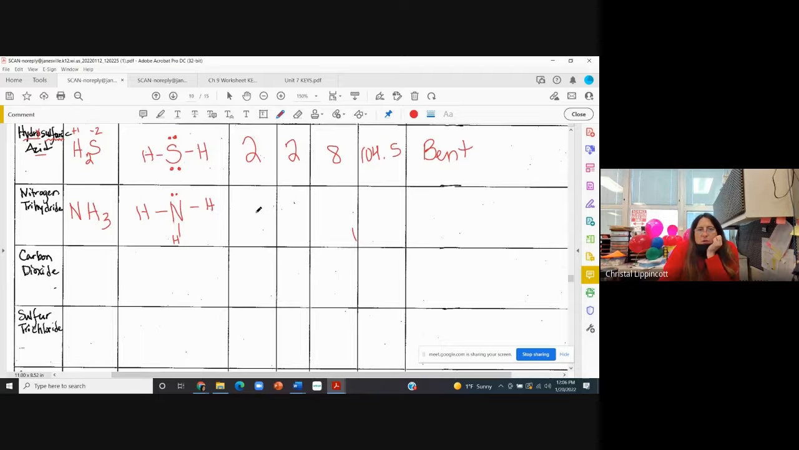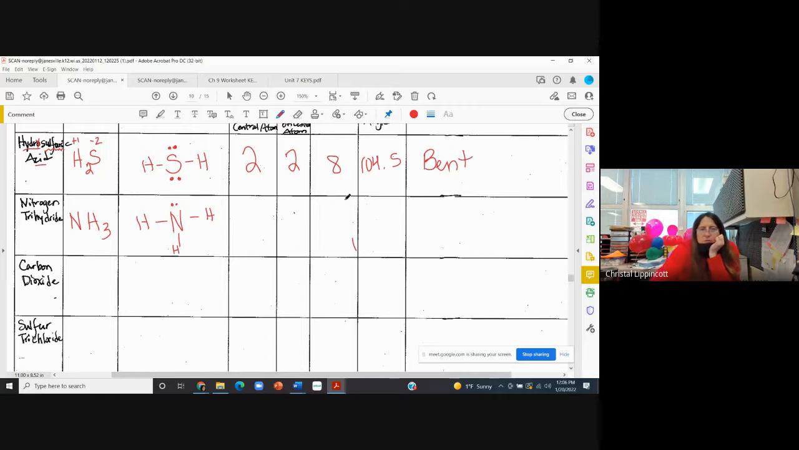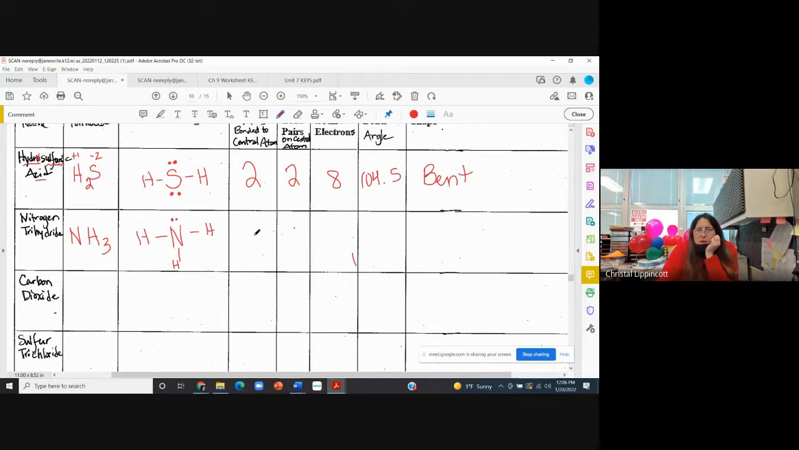On this guy, you have 3 atoms. 3 atoms here. You have 1 lone pair. And we have a total of how many electrons? Well, this guy has 5. This has 3. So that's a total of 8 again. And our angle this time is going to be 107.5. And we call that trigonal pyramidal.